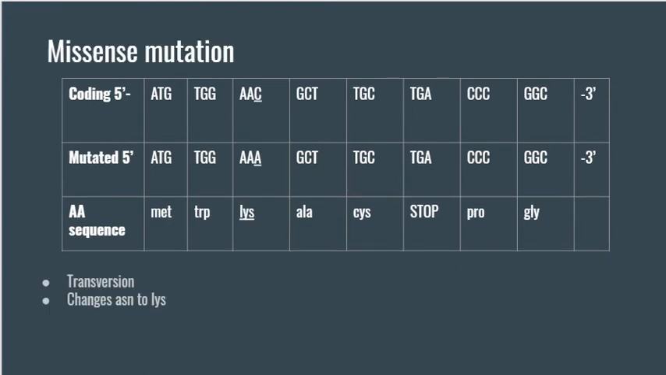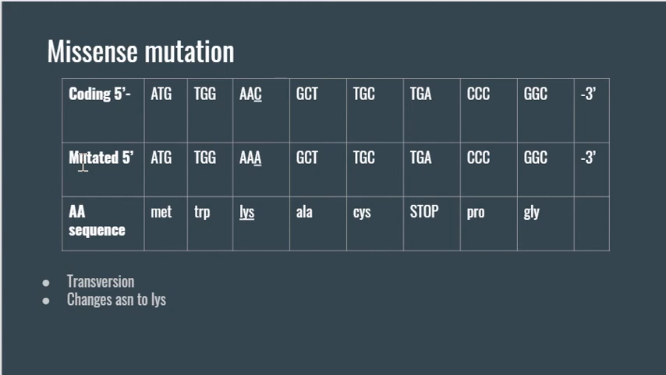The first example of a point mutation is a missense mutation. Missense mutations are mutations to a single nucleotide in a DNA sequence that cause the amino acid in the translated code to change. For example, we have the original DNA sequence shown here, and below is the mutated one.